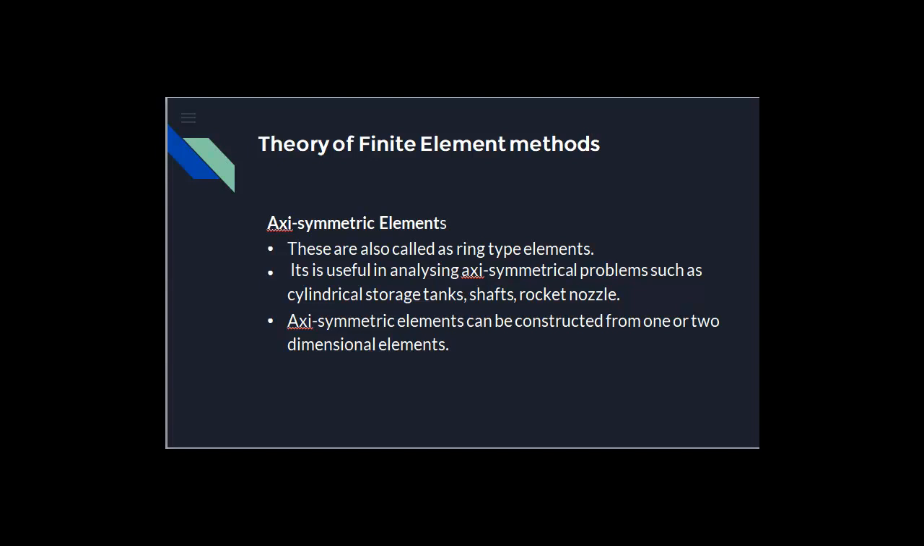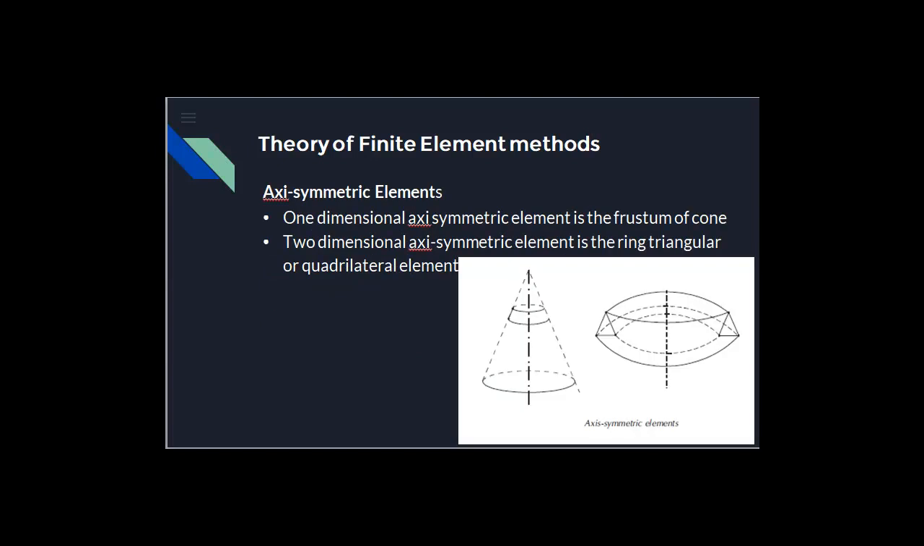These are also called ring elements. It is useful in analyzing axisymmetrical problems such as cylindrical storage tanks, shafts, rocket nozzles, retaining walls, and tunnel structures. Axisymmetrical elements can be constructed from 1 or 2-dimensional elements. The example for a 1-dimensional axisymmetrical element is the frustum of a cone. The example for the 2-dimensional axisymmetrical element is the right triangular or quadrilateral element that is displayed in this figure.